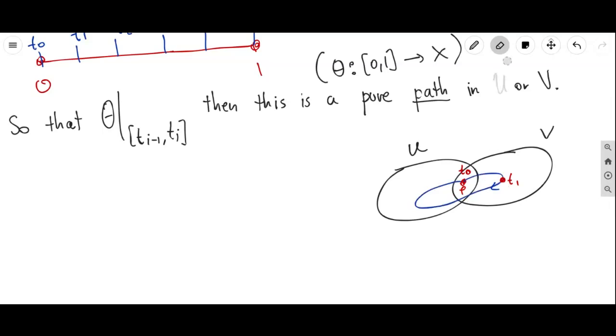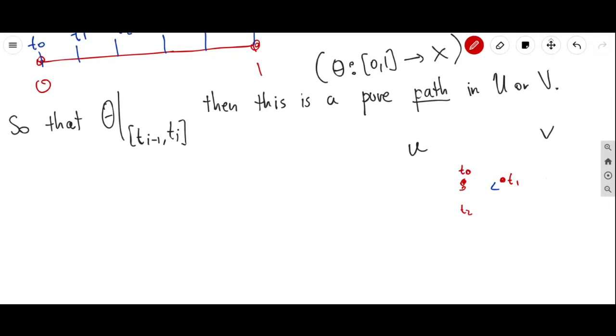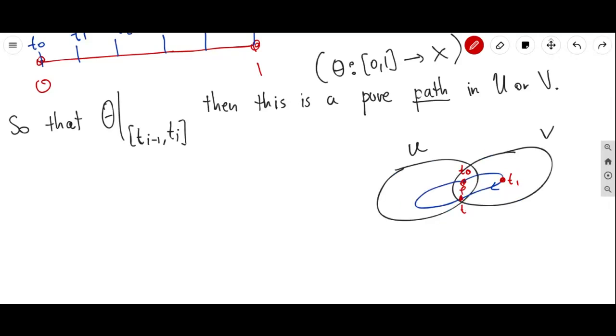Then you might go from T1 to another point. Let's call it T2. From T1 to T2, that one is also contained in V. And then if you go a little bit further, all the way here, you have T3, and then when you come back, that's T4 again. So T4 in this case would be equal to T0.